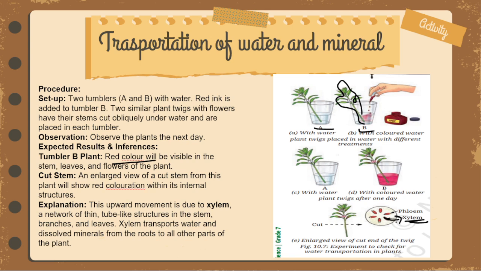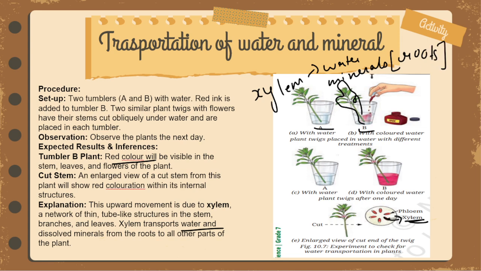So this tissue is a thin network of tube-like structures in the stem, and also in branches and leaves. This actually helps in water and mineral transportation. Xylem tissue is basically responsible for water and mineral transportation, because these are the things which roots take care of, right?